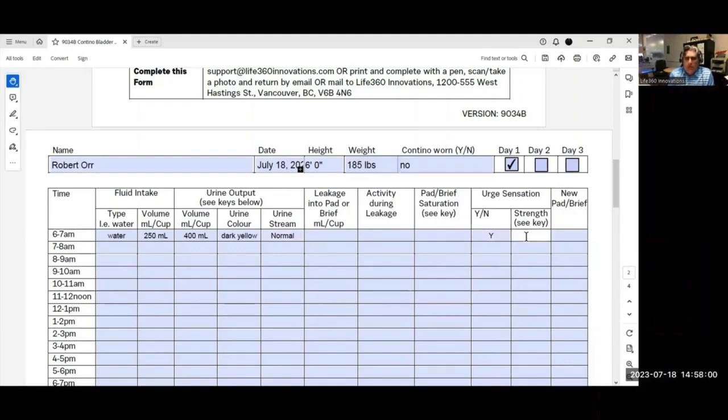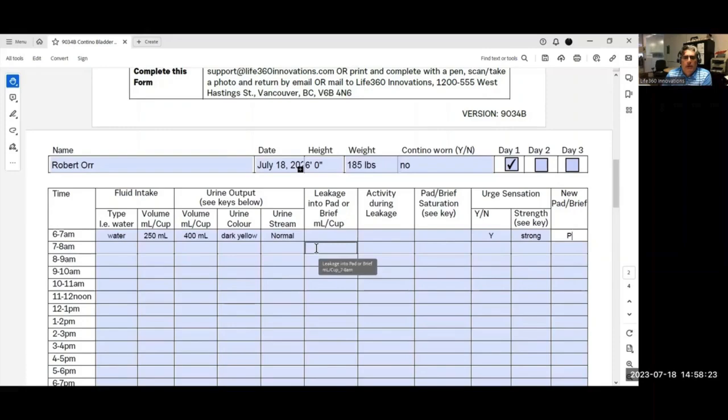So I'm going to refer to the key, but it was a strong feeling. But as I want to get about my day, I did put in a new pad. So I'm going to go P as a new pad. So I went and did some exercise. First thing in the morning, I did a relatively vigorous walk. And I actually, with the walk, was quite vigorous, I did actually have a bit of a leak.